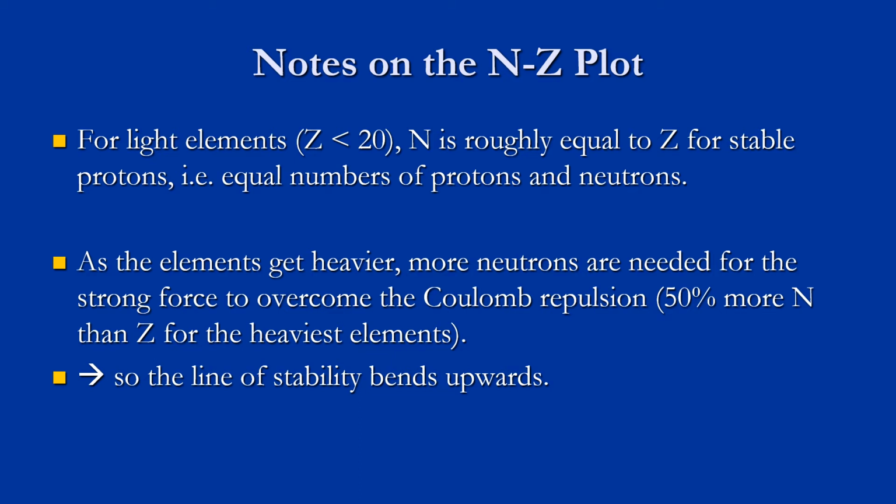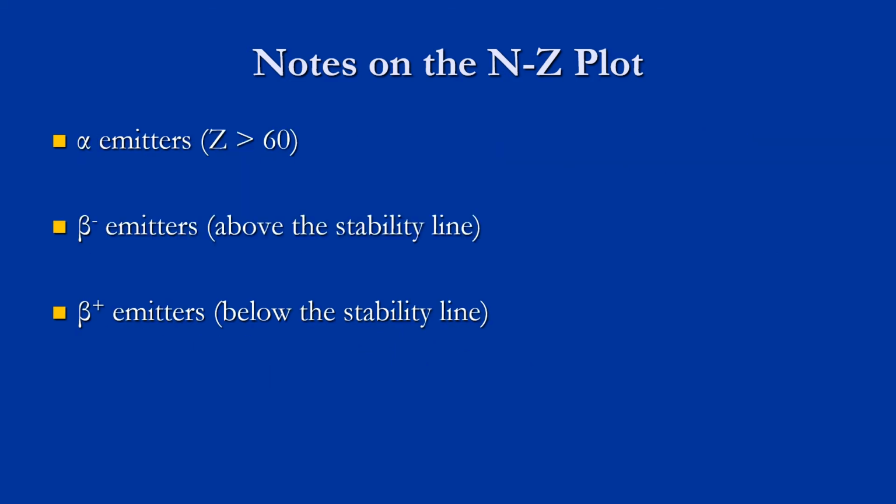So when Z is greater than 60, you've got these very heavy isotopes with loads of neutrons, and there's not enough strong nuclear force to hold them together to overcome that Coulomb repulsion. So we can summarize it in 3 points. Alpha emitters, Z is greater than 60, beta minus above the stability line, and beta plus below the stability line.